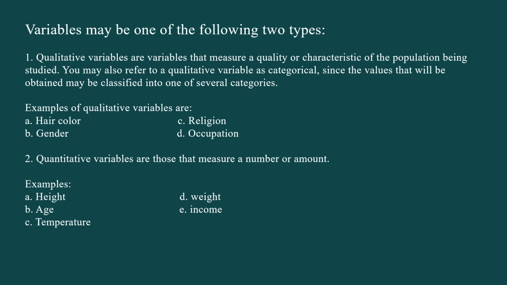Variables may be one of the following two types. Number 1. Qualitative variables are variables that measure a quality or a characteristic of the population being studied. You may also refer to a qualitative variable as categorical, since the values that will be obtained may be classified into one or several categories. Examples of qualitative variables are hair color, gender, religion, and occupation. Number 2. Quantitative variables are those that measure a number or amount, for example, height, age, temperature, weight, and income.